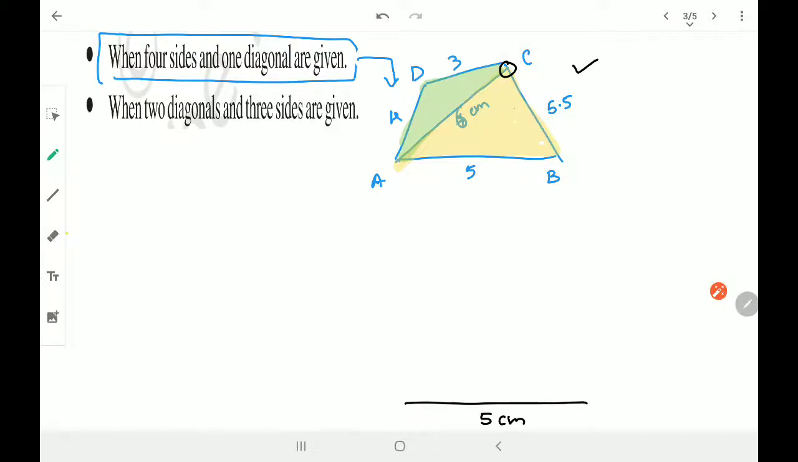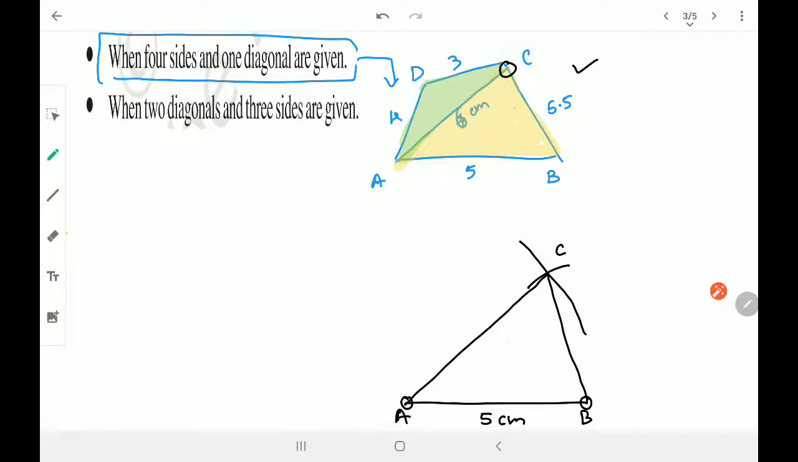I can get point C by taking 6 centimeter distance in the compass, putting it on A and drawing a suitable arc. Similarly, I put the compass on B, take the distance as 5.5 and cut the previous arc. If the arcs are not able to cut, then increase any one of the arcs. Clear? This is my point C, I'll just join it. So I got my yellow triangle.